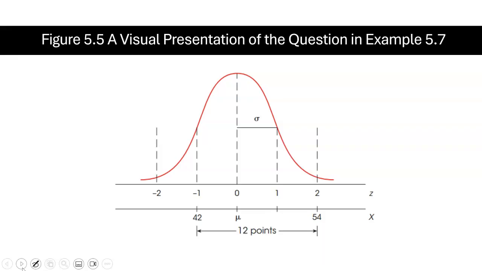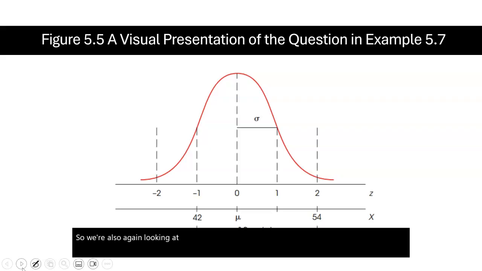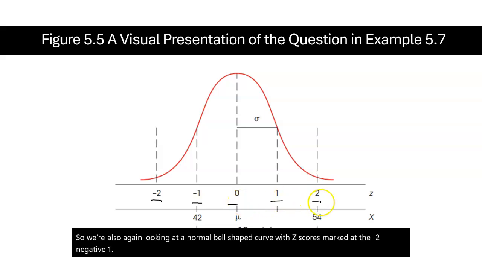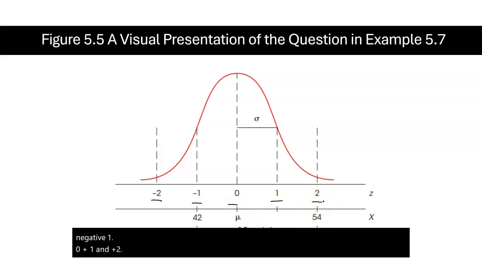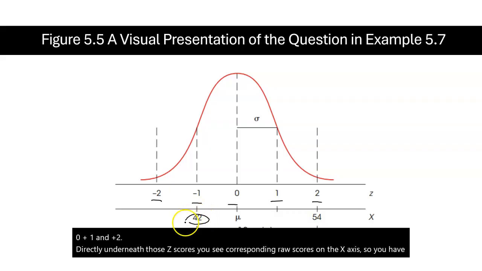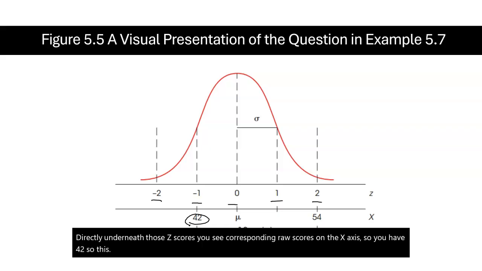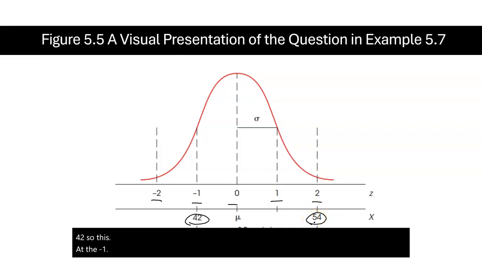So we're also again looking at a normal bell-shaped curve with z-scores marked at -2, -1, 0, +1, and +2. Directly underneath those z-scores, you see corresponding raw scores on the x-axis. So you have 42 at the -1, you have 54 at the +2, which means that our mean is in the middle.